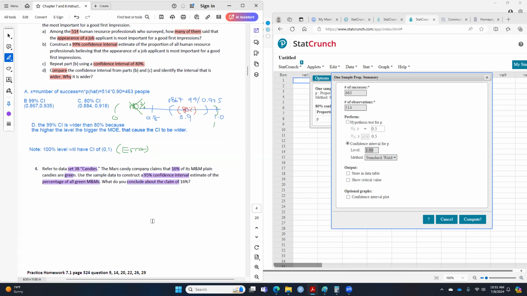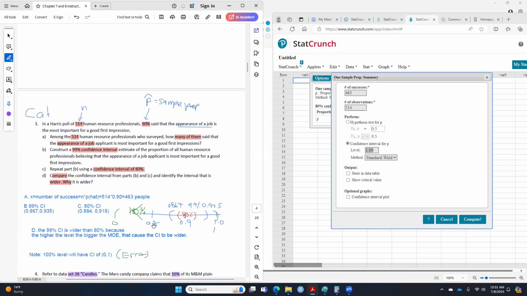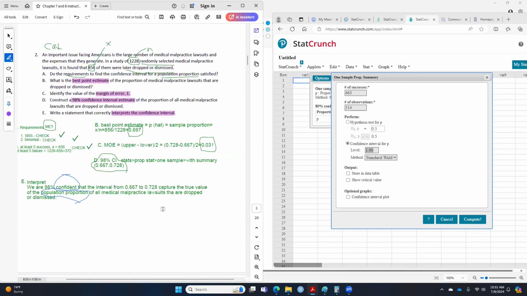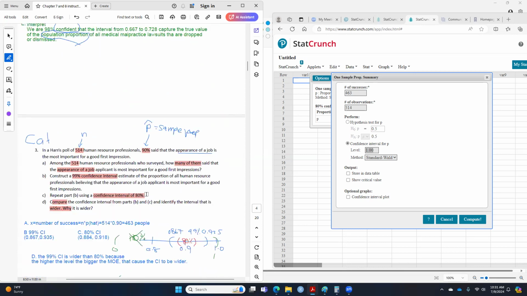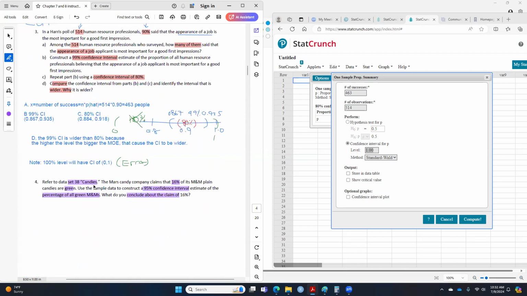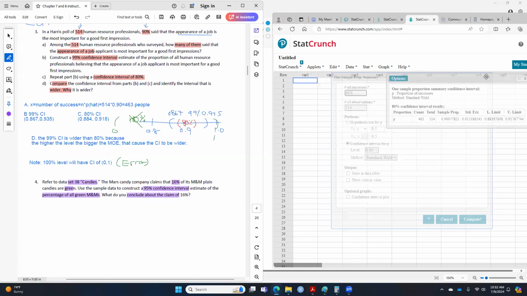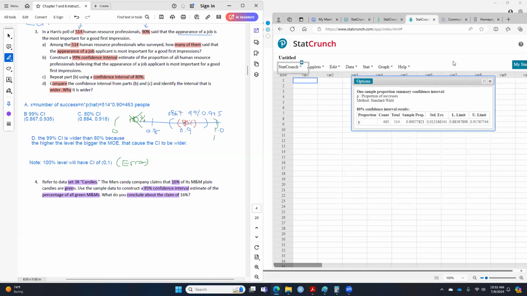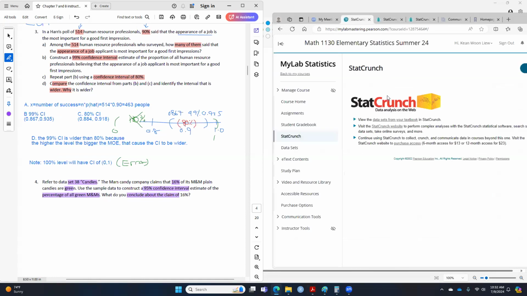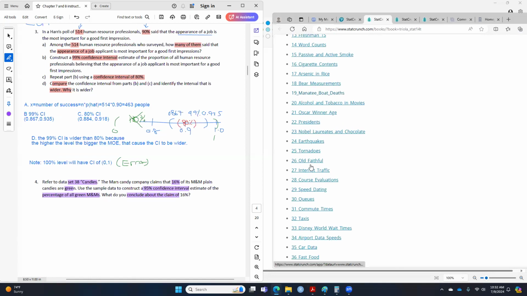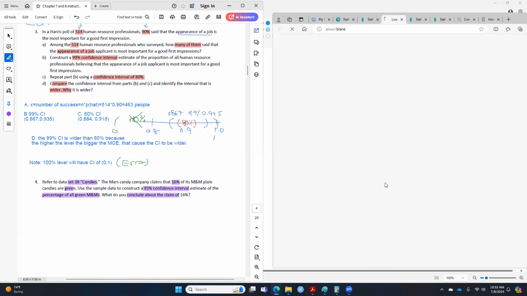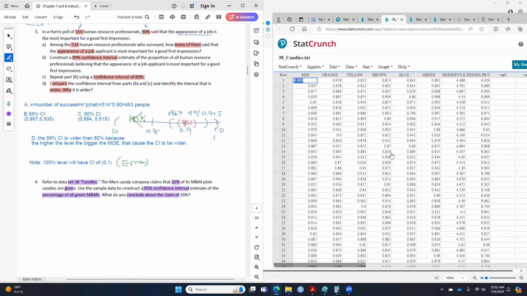Okay. So I showed you 2 ways last time. One way is the question gives you X and N. The other way is the question gives you N and P hat. And the last way is where the question gives us a data set. So if you have such questions come out, first you have to go into the data set number 38 candies. So go to the data set from the StatCrunch here. Then you will go to number 38 candies here. This is how you go to the data set.